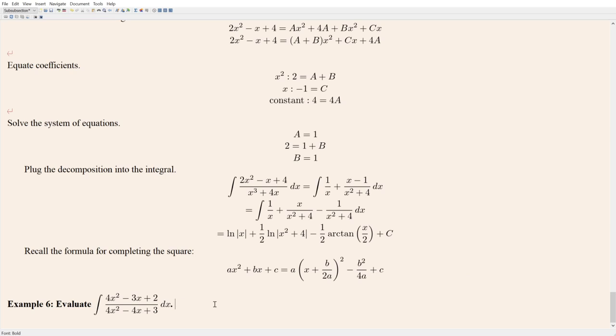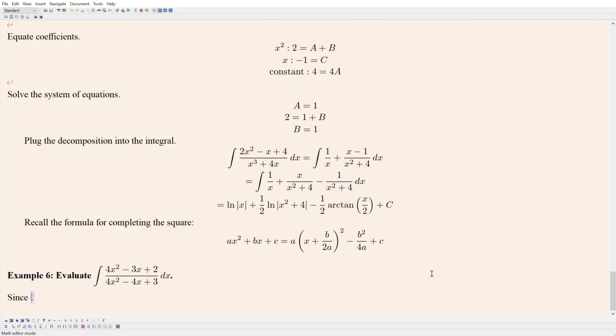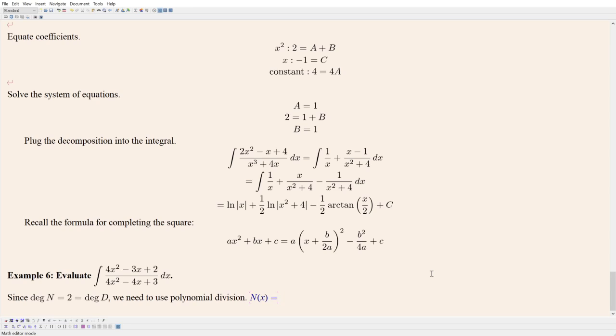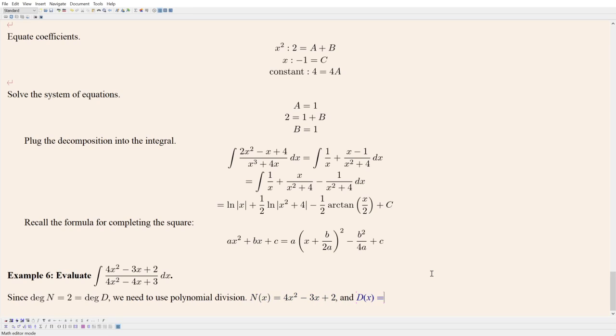So here's an example where we're going to have to do something like that. Okay, so first off, compare the degrees. Here the degree on the top and on the bottom are the same, so we are going to have to do polynomial division here. So n is equal to 4x squared minus 3x plus 2, and d is equal to 4x squared minus 4x plus 3.